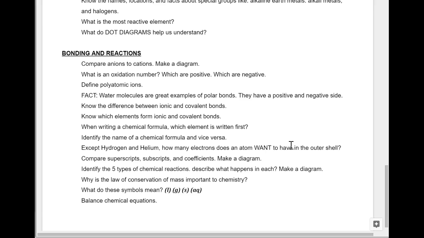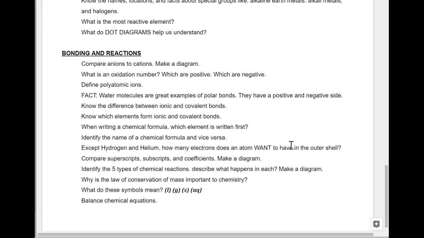Know the difference between ionic and covalent bonds. The key words are transfer and share. If it's ionic, it's transferring. It gives away an electron or it gets an electron. And then covalent is where they're sharing electrons. Ionics generally form with polyatomic ions and metals and nonmetals. So you put a metal and a nonmetal together, it's ionic. You put a metal and a polyatomic ion together, it's ionic. Covalent bonds tend to be between nonmetals and nonmetals, and they share electrons.